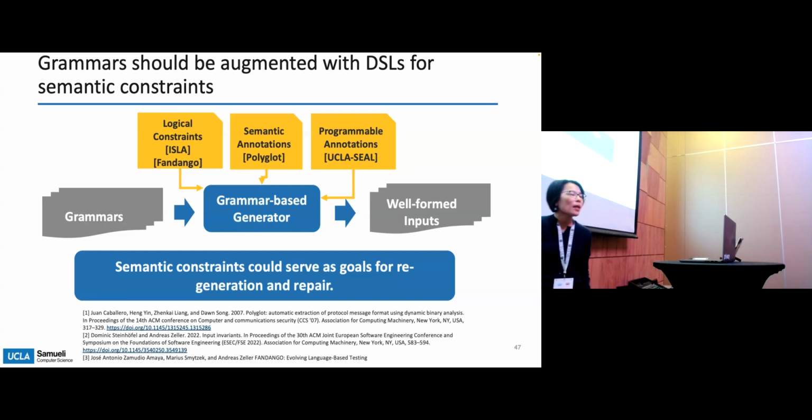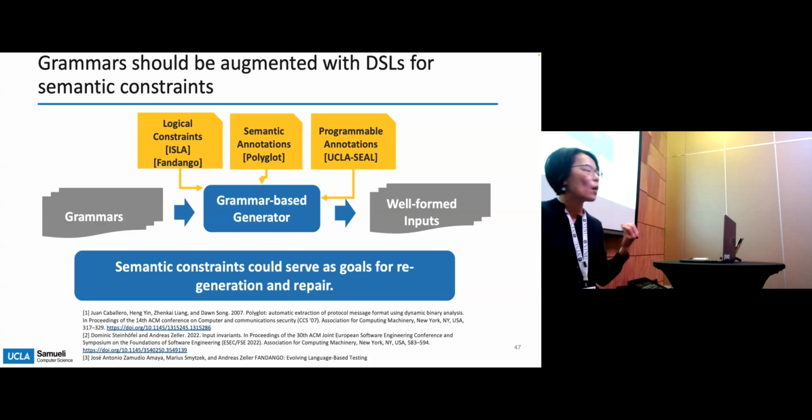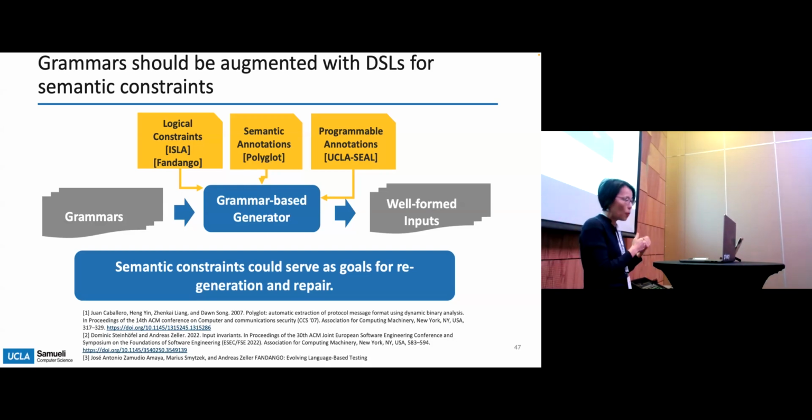There has been work on semantic annotations, like Polyglot, where you could represent these annotations. My group also has been working on programmable annotations that could serve as pre and post conditions or goals that work with these kinds of generation, as well as a capability to express this constraint using more existing programming constructs. So I think this is a really exciting time, because the semantic constraints could serve as goals for regeneration and repair, right? Which will increase the likelihood of generating reasonable input.